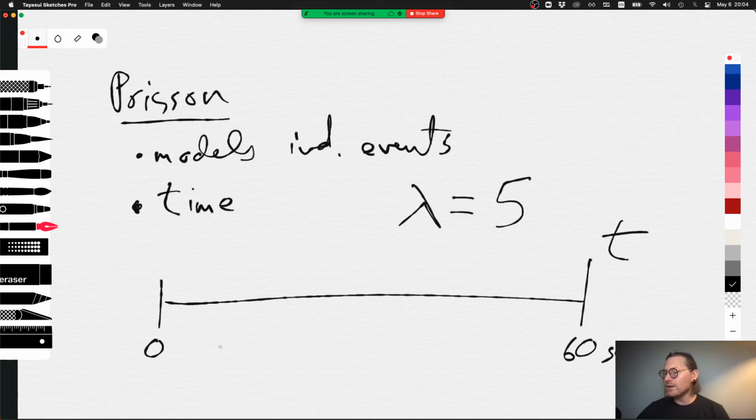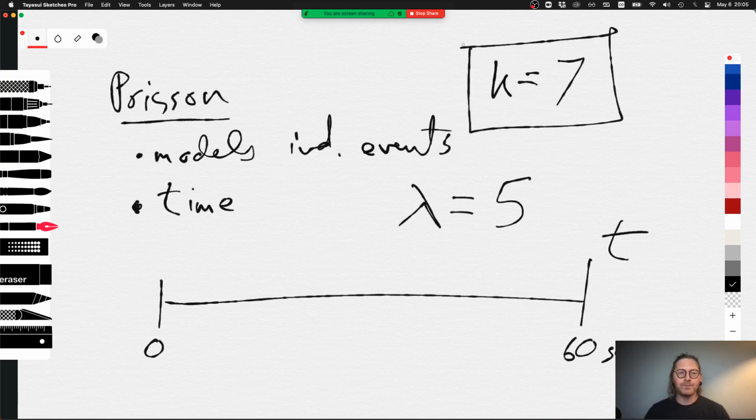If we zoom in time to some moment, that moment is still continuous, and we can keep doing that. We don't think of that as being discrete. So in some way, Poisson is like this bridge between discrete distributions and continuous distributions. However, what we're trying to answer with Poisson is a discrete kind of question. It's the question of, well, if we expect to see 5 events in 1 minute, what is the probability of seeing 7 events in 1 minute?